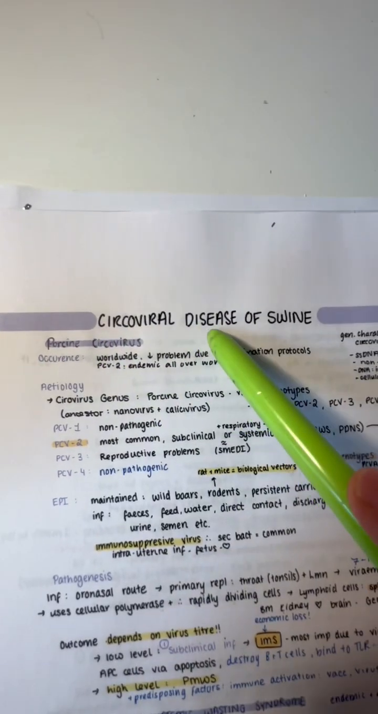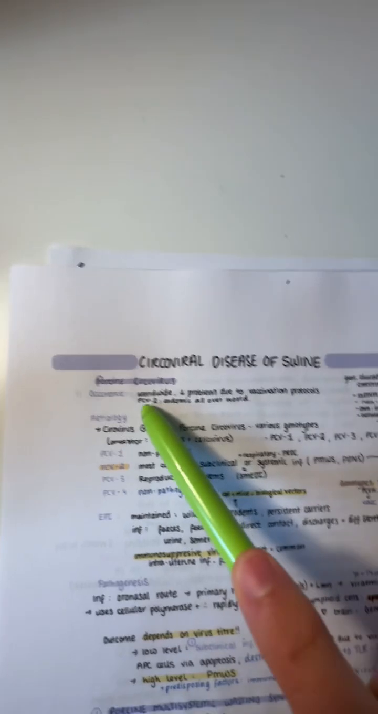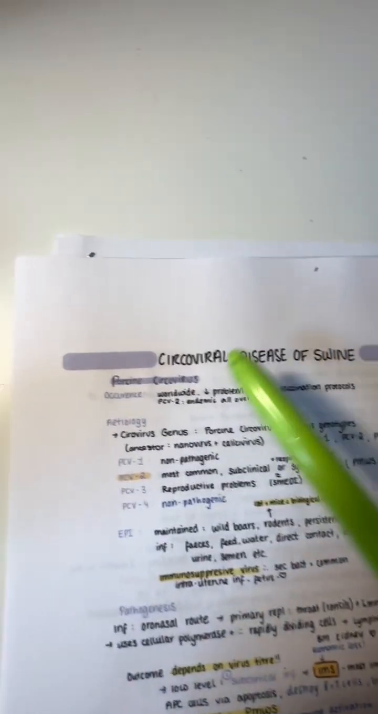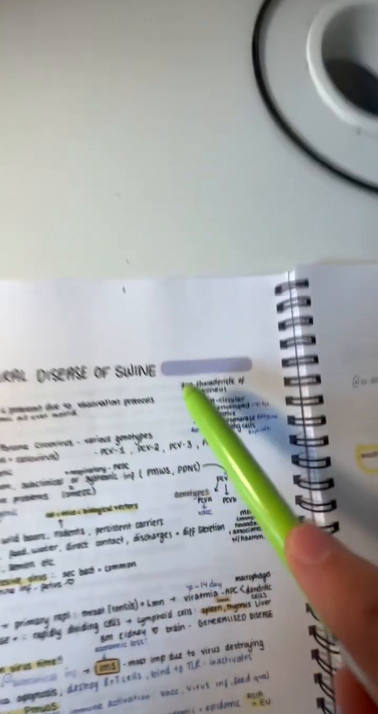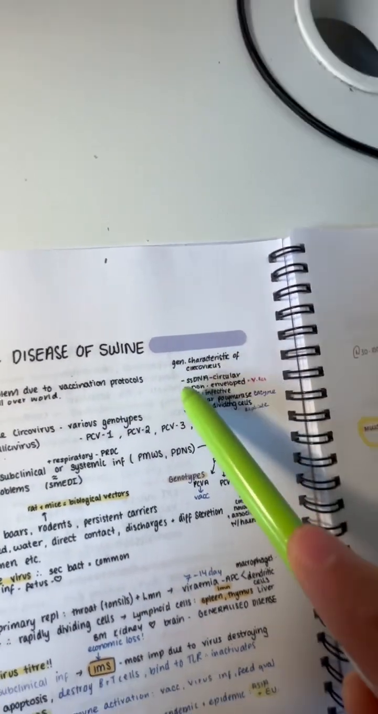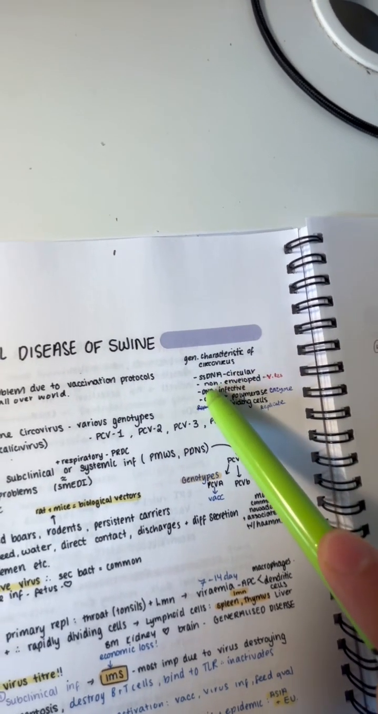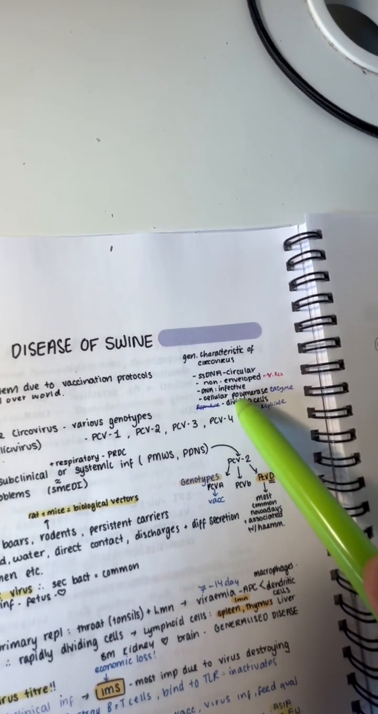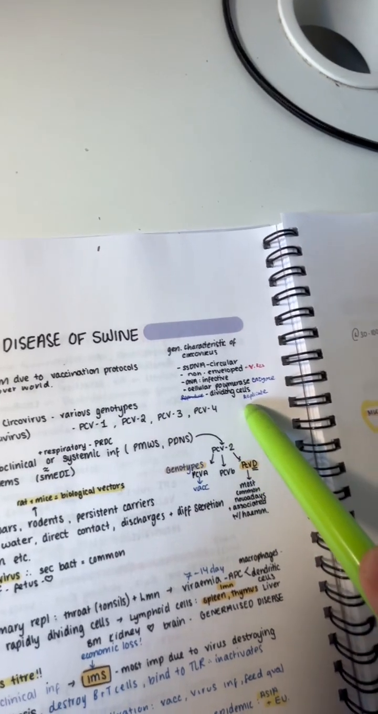The circoviral disease of swine. The porcine circovirus. The occurrence is worldwide, but it's a decreased problem due to vaccination protocols. Porcine circovirus 2 is endemic all over the world. The general characteristics of circovirus is they're ssDNA circular, which means the DNA is infective. They're non-enveloped, which means they're very resistant, and they use the cellular polymerase enzyme to replicate in dividing cells.